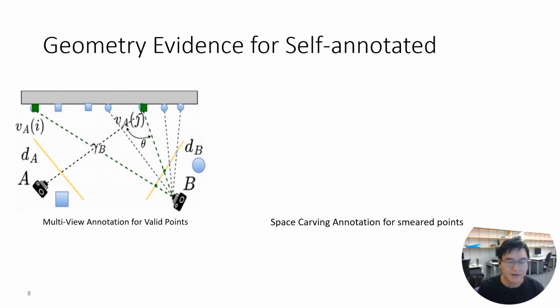In the multi-view annotation for the valid points evidence, if the same point or position is viewed from multiple different viewing directions, then such points are more believed to be valid points. But if the view points are in the same direction or small in distance, then the smeared pixels can also coincide together. To avoid this, we use the X theta as a confidence measure.